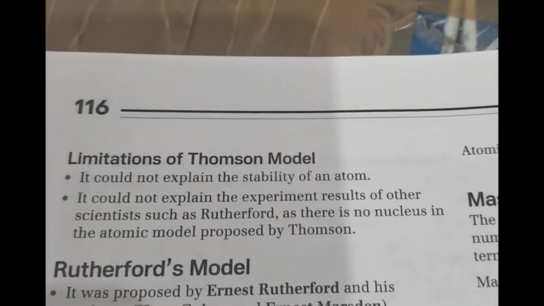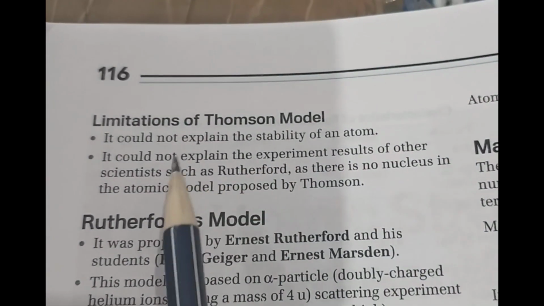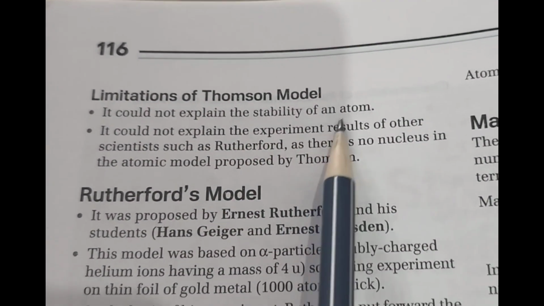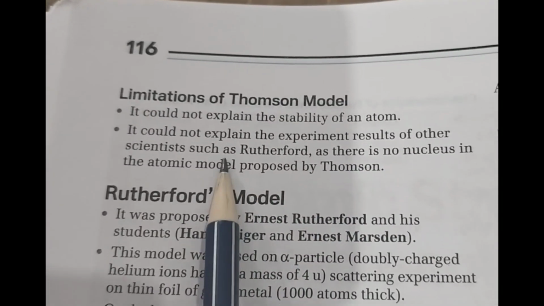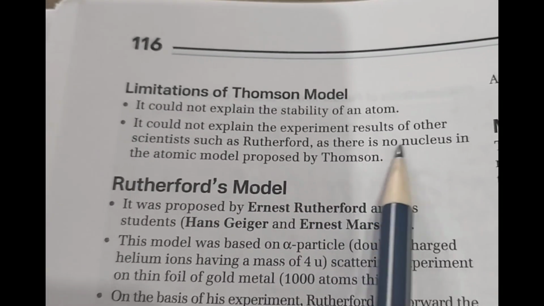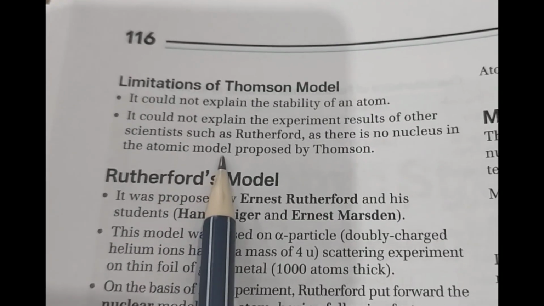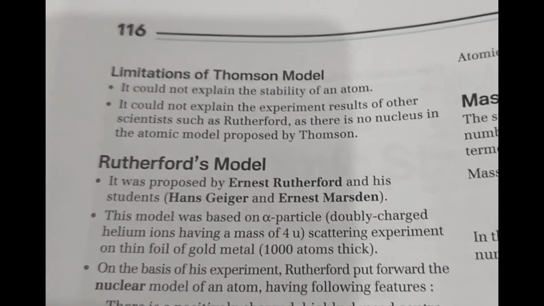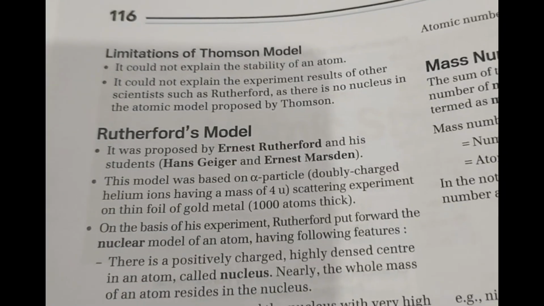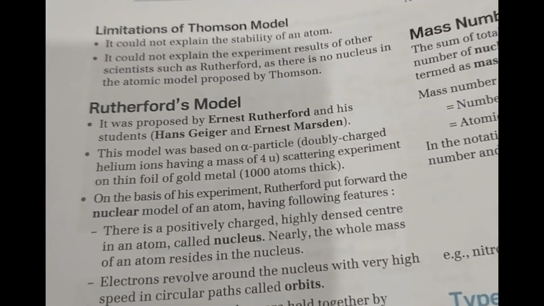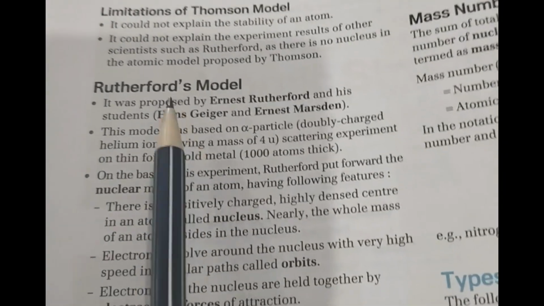What were the limitations of the Thomson model? It could not explain the stability of an atom. It could not explain the experimental results of other scientists such as Rutherford, as there is no nucleus in the atomic model proposed by Thomson. In Thomson's model, the nucleus was not defined anywhere, so these were its limitations. So now comes the Rutherford model.